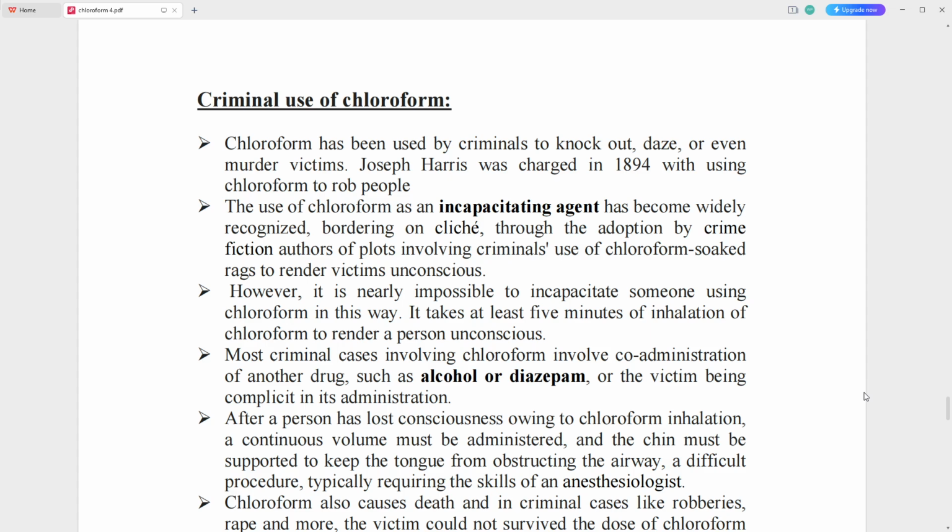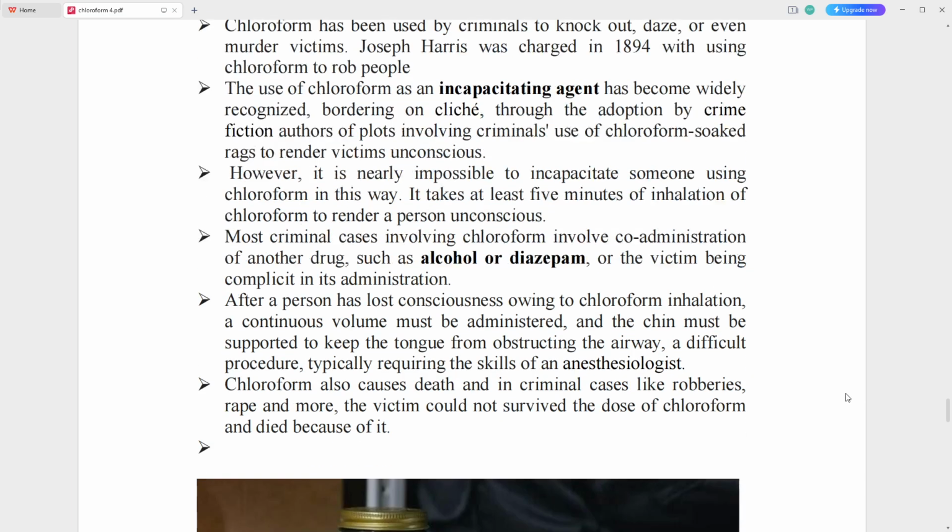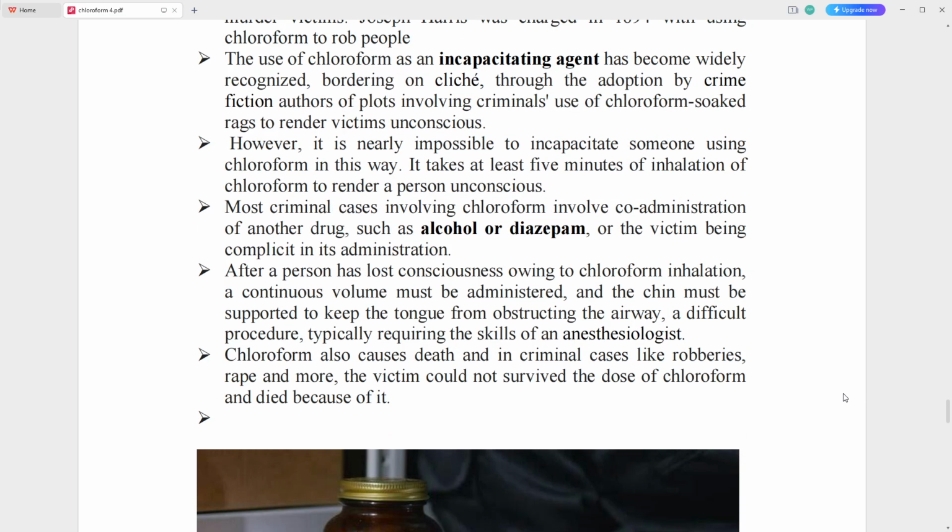However, it is nearly impossible to incapacitate someone using chloroform in this way. It takes at least 5 minutes of inhalation of chloroform to render a person unconscious. Most criminal cases involving chloroform involve co-administration of another drug such as alcohol or diazepam, or the victim being complicit in its administration. After a person has lost consciousness owing to chloroform inhalation, a continuous volume must be administered and the chin must be supported to keep the tongue from obstructing the airways, a difficult procedure typically requiring the skills of an anesthesiologist. Chloroform also causes death, and in criminal cases like robberies and rape, the victim could not survive the dose of chloroform and died because of it.